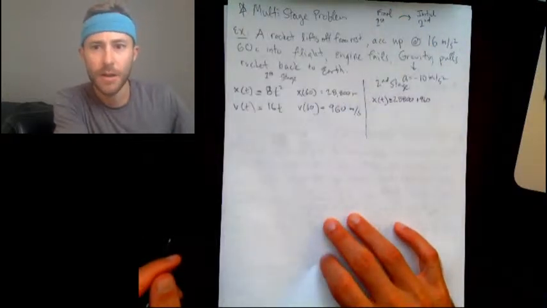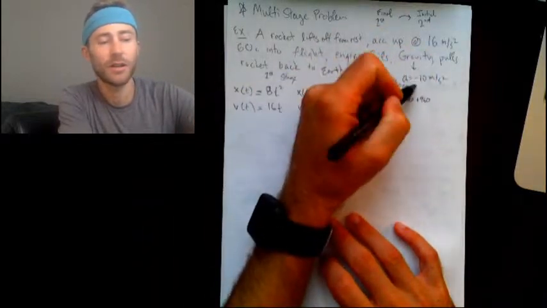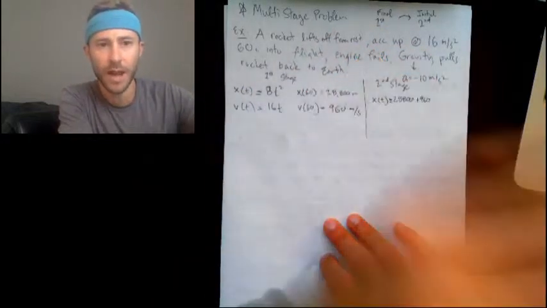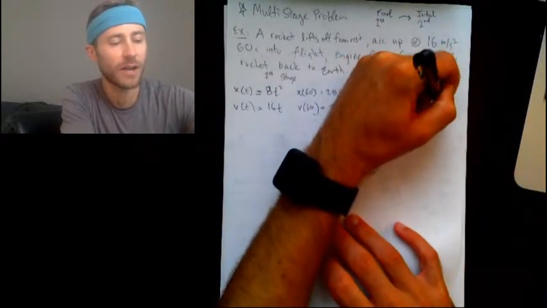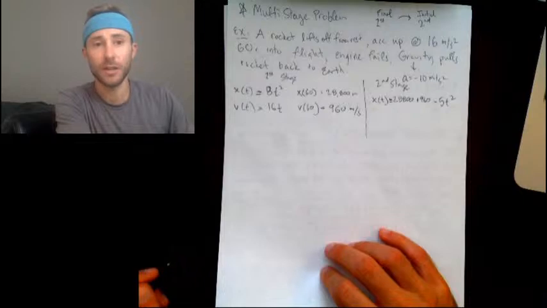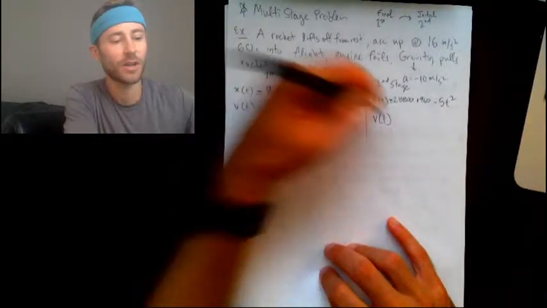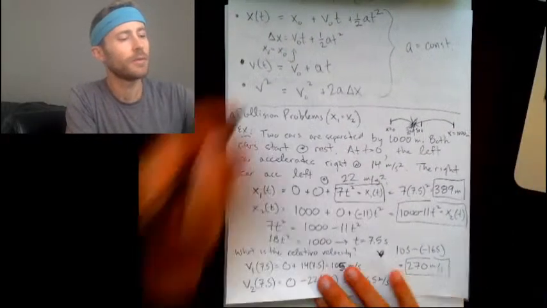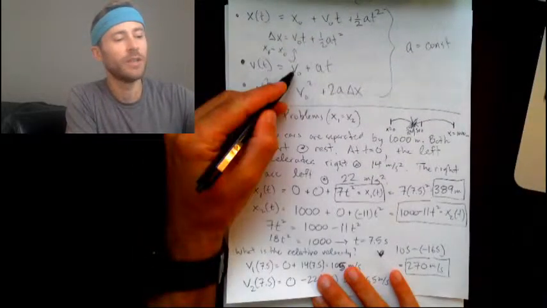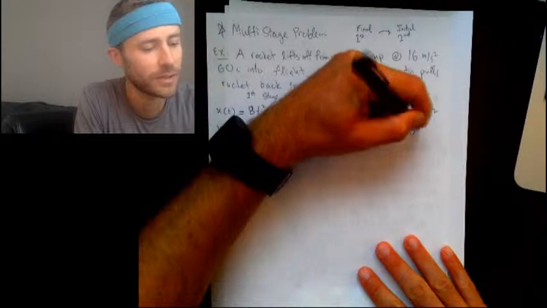Okay? And what is my acceleration for the second stage? Minus 10, and it's 1/2 at squared, so I have minus 5t squared. So that's my position. The velocity as a function of time is v initial, which is 960, and the acceleration is -10. So I have 960 minus 10t.